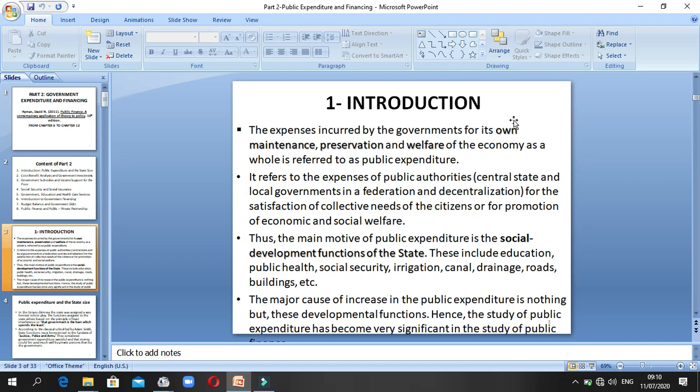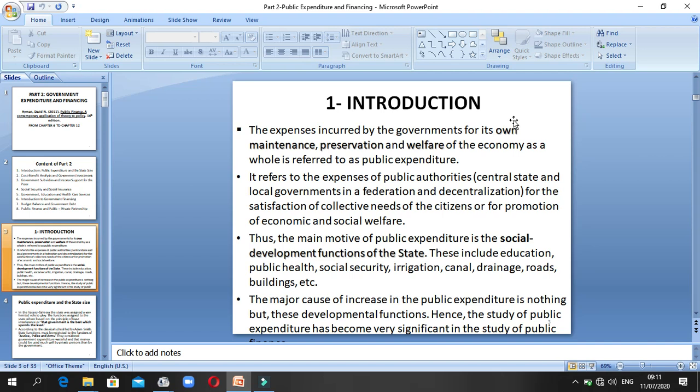Thus, the main motive of public expenditure is the social development functions of the state. Those include education, public health, social security, irrigation, canal, drainage, road and building, etc. So this is a motive of public expenditure for social development.